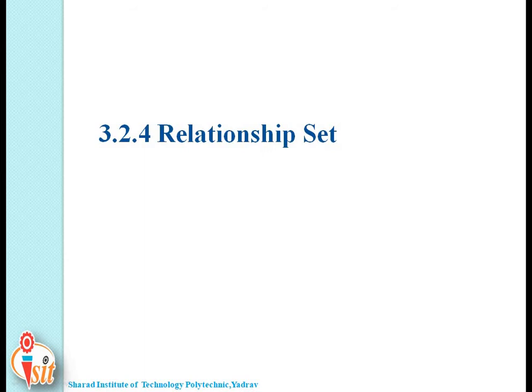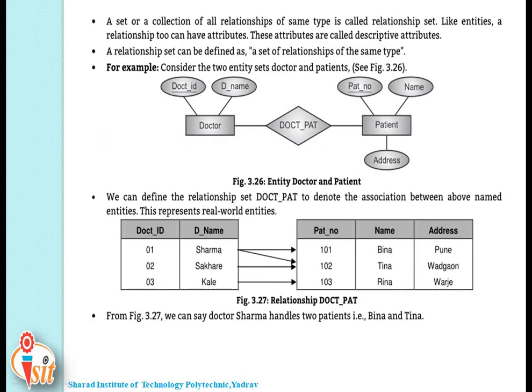Now the next point is relationship set. What is a relationship set? A set or a collection of all relationships of the same type is called a relationship set. Like entities, a relationship too can have many attributes. These attributes are called descriptive attributes. A relationship set can be defined as a set of relationships of the same type.